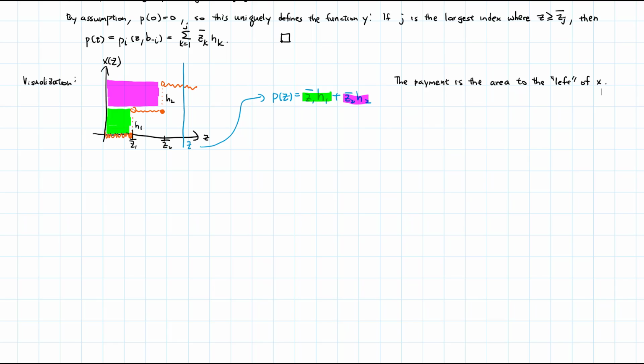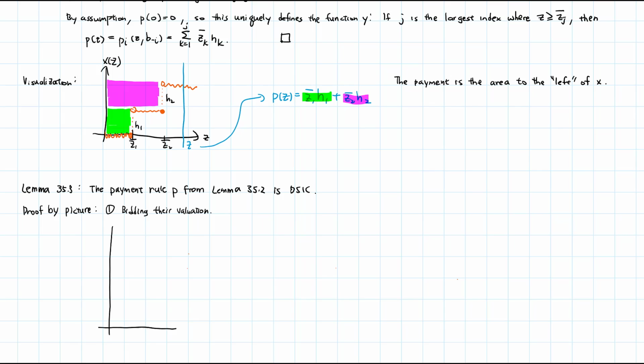Now we have only shown that being DSIC implies that p is this formula. We still need to show that p is indeed DSIC. So the lemma is, the payment rule p from our previous lemma is DSIC. And we will prove this by picture. We will compare the utility of bidding a player's valuation versus bidding lower and bidding higher.